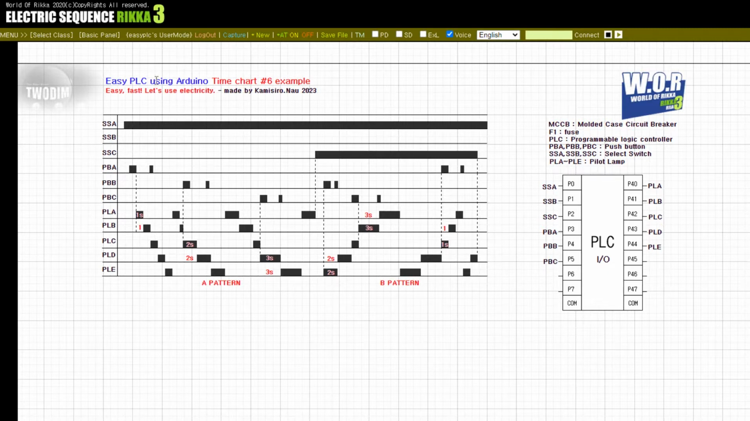Configure the Arduino PLC and check whether the time chart works in real time. Today's lesson is to understand the easy PLC-related time chart configuration and requirements, and check the operation. Take a look at the time chart configuration given on the screen. Now, confirm the contents requested by the time chart.